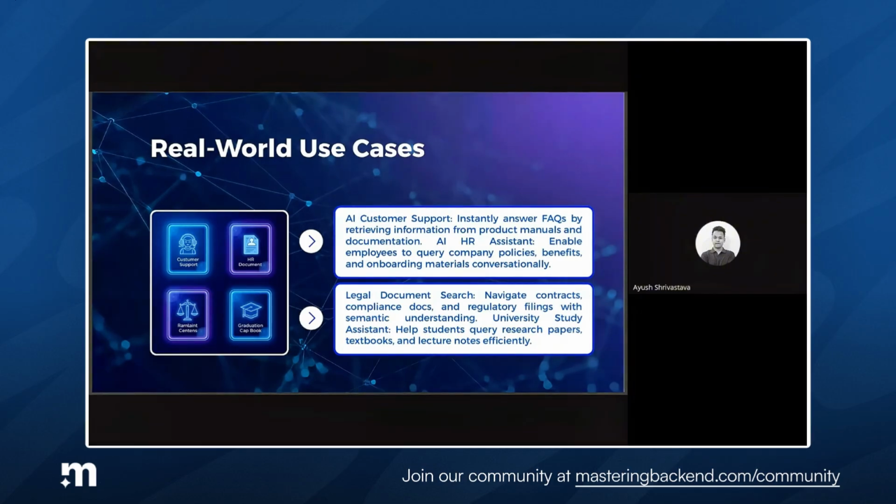These types of questions, and AI gives the proper answer to them. Also, there's the most important use case of the RAG pipeline, that is customer support. Companies upload frequently asked questions and manuals. An AI chatbot answers customer questions automatically. This reduces support costs massively.